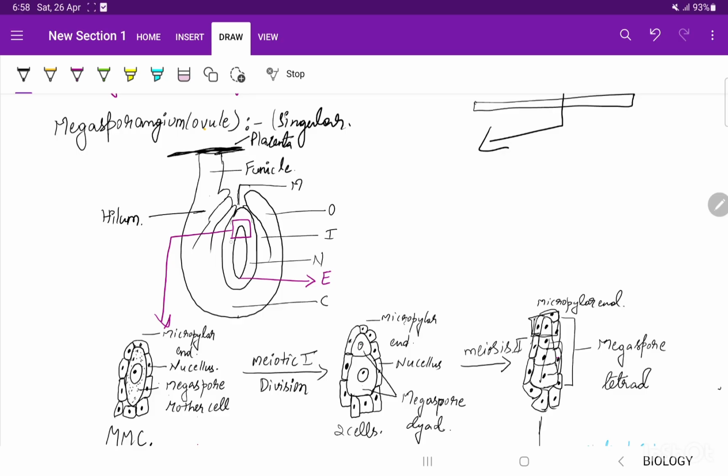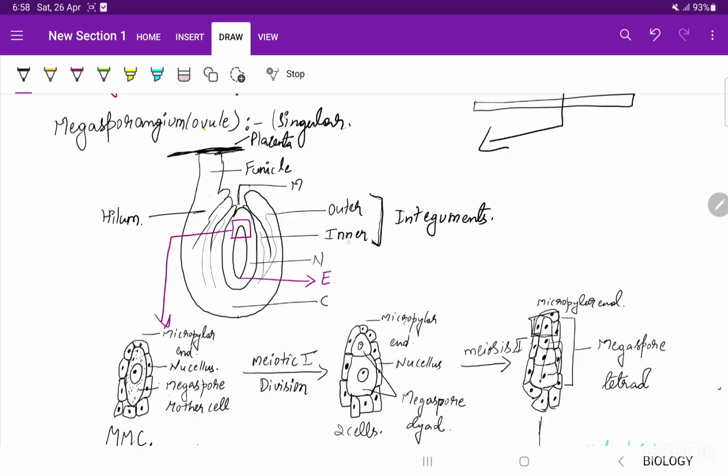Next, the female gametophyte is surrounded by envelopes, protective in function. Those are called outer and inner integuments. I hope it's clear. Let me repeat. The female gametophyte is covered by protective envelopes around it, which are called outer and inner integuments.